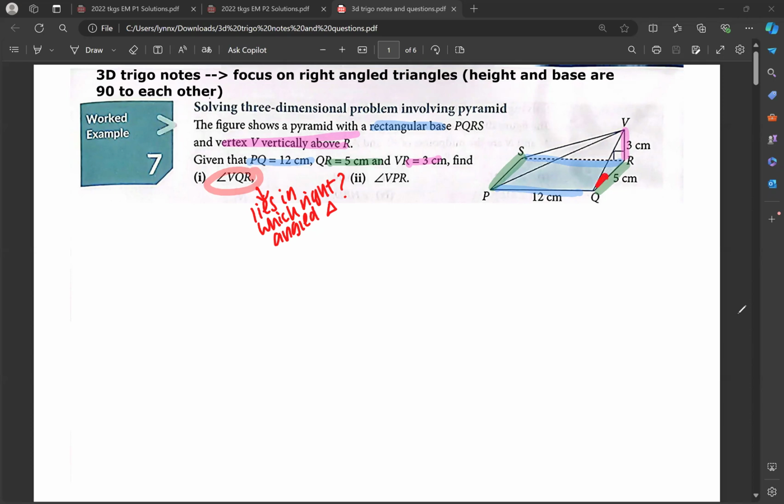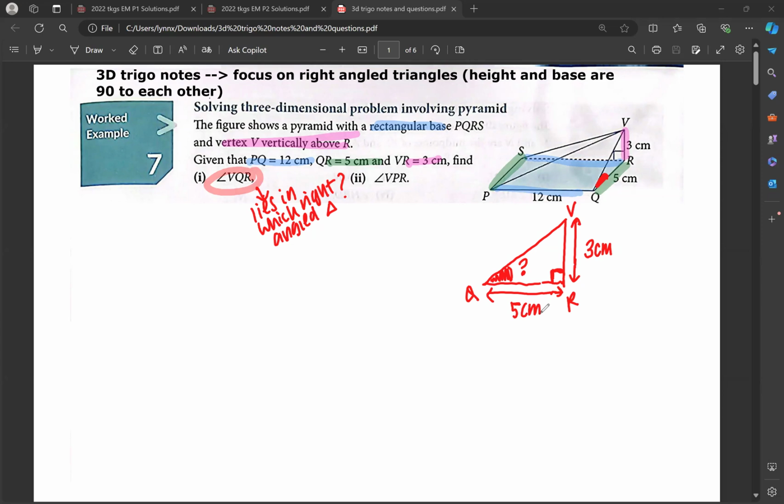So what I'll do is I will draw it out separately. Can you see? Because right now my VQR is in a very weird position. But can you see this pink one? This pink one and this green one are perpendicular to each other. Why? Because the pink is the height and the green is the base, correct? So they are perpendicular to each other. So I'll label V, R, Q, and I'll label what I want to find. Can you see that this is what I want to find? And what else do I have? What are the clues I have? VR is 3 cm. Must put the units, very important. And QR is 5 cm.